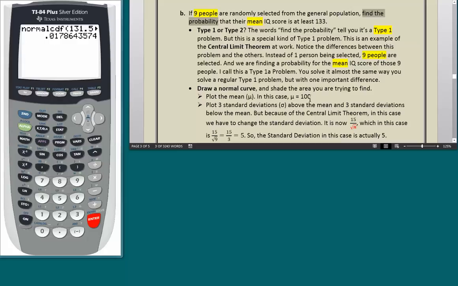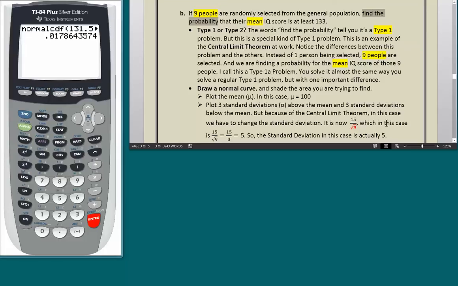We're going to draw the normal curve, and we're going to shade the area we're trying to find, just like on every other problem. The mean is 100. We're going to plot 3 standard deviations above the mean and 3 standard deviations below the mean. But because of the central limit theorem, in this case, we have to change how we calculate the standard deviation. Before, every time we just select one person, the standard deviation was simply 15. But it is now 15 divided by the square root of n.